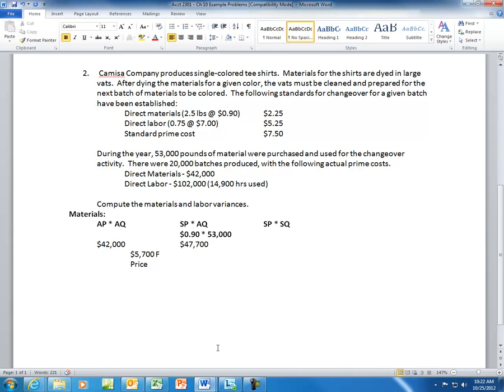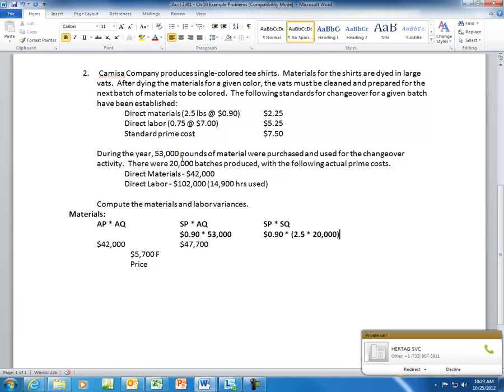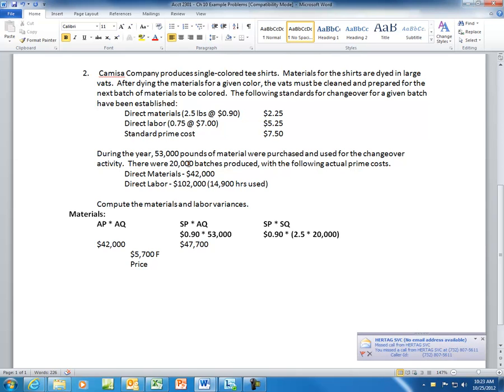Now, to calculate the usage variance, we can come over and calculate the third column. We take the standard price, which is 90 cents per pound, and multiply it by the standard quantity. Remember, it's the standard quantity at the actual number of units. This is the tricky part. For the standard quantity, what we're trying to figure out is, when we actually produce the actual number of units or batches, how much material should we have used? We should have put 2.5 pounds in each unit. That gives you your standard quantity. When you multiply that out times the 90 cents per pound, that gives you a cost of $45,000.